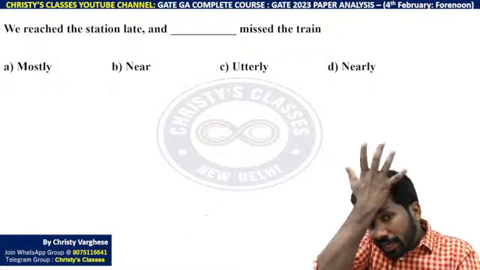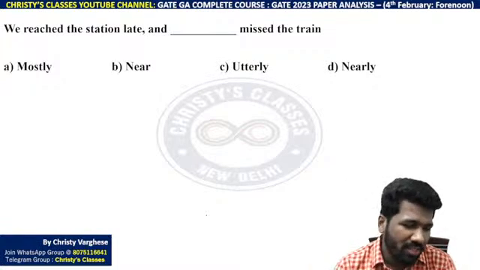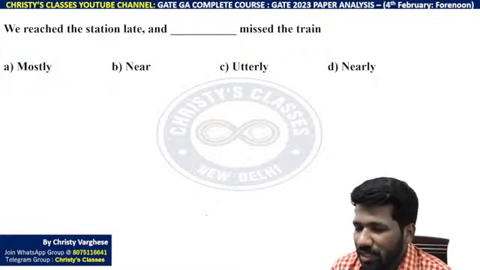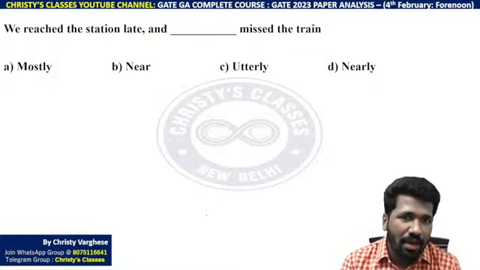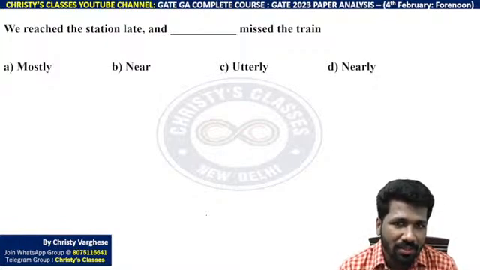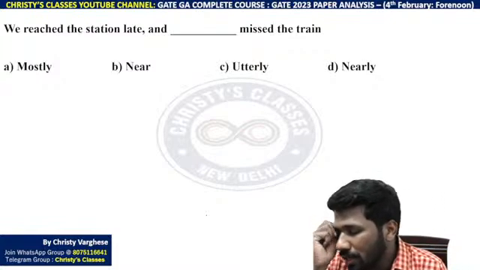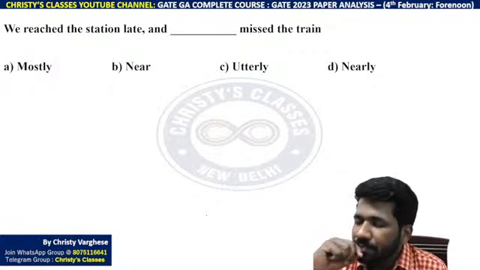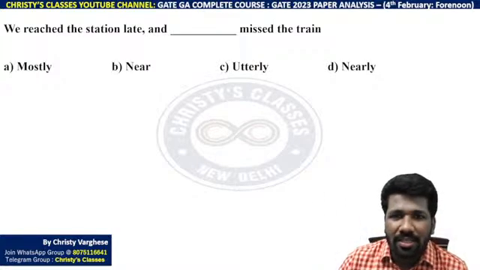We reached the station late and dash missed the train. Is it 'mostly missed the train'? No, mostly, the usage itself is wrong. I mostly visit that place on Sundays. There mostly is making sense. Utterly also is not making sense, because utterly means, I utterly made a mistake. There utterly is making sense.